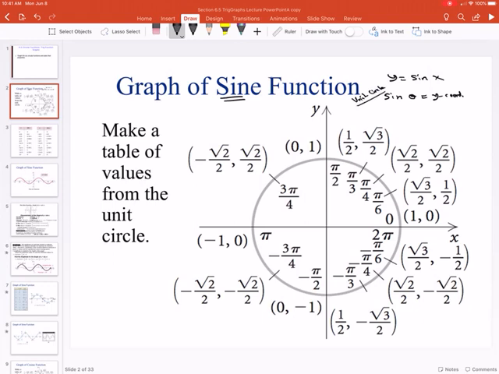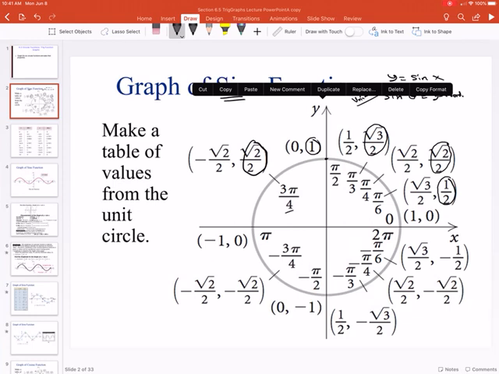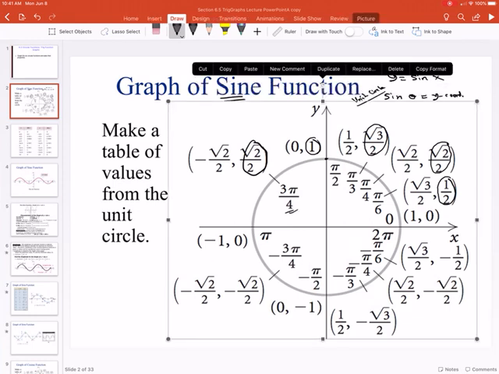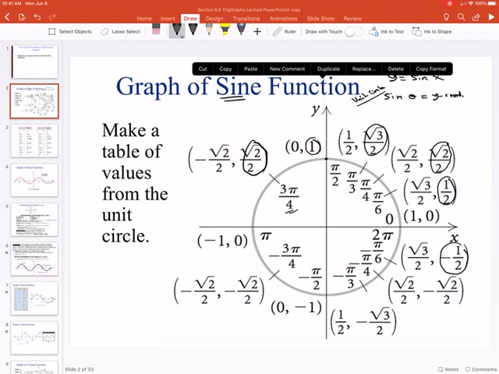For example, if you want the sine of pi over 6, we know the sine of pi over 6 is equal to 1/2. We know the sine of pi over 4 is square root of 2 over 2. The sine of pi over 3 is square root of 3 over 2. The sine of pi over 2 is 1. So again, we can build a table of values. The sine of 3 pi over 4 is equal to square root of 2 over 2. And we can go clockwise or counterclockwise. We can do the negatives: negative pi over 6, the sine value would be negative 1/2. Negative pi over 4, negative square root of 2 over 2. So again, you understand how to find some points.